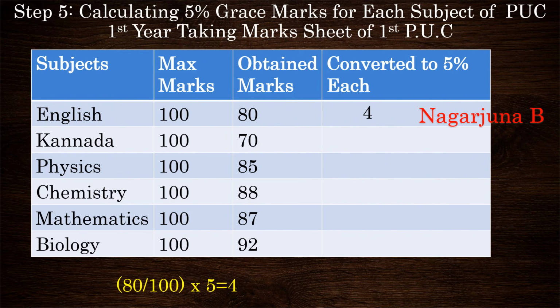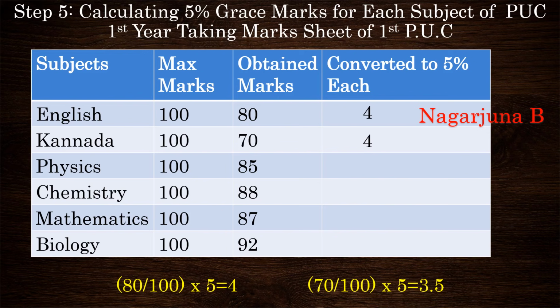The next, for Kannada, it is the 70 marks. That means open the bracket, 70 divided by 100 into 5 will be equal to 3.5. That means it is equal to 4, rounding off that number, 3.5. If you get 3.5 or more, up to 4, it will be a 4. If you get 3.49 or 3.0, that will be considered as a 3. That means after 0.5 it will be taken to the next number.